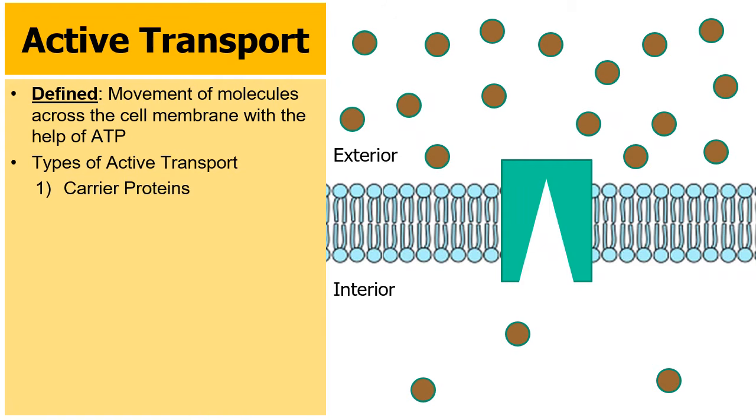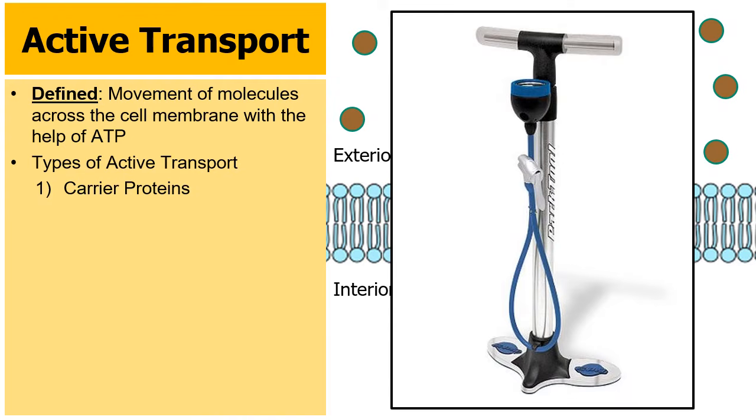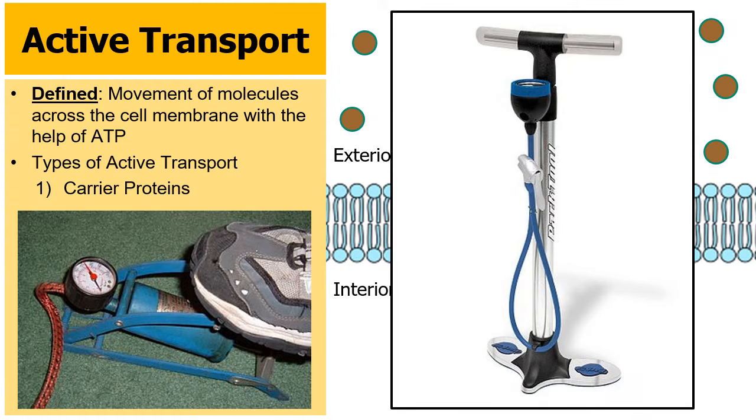The first is with the use of carrier proteins, and that's what you see in the picture, that big green thing in the middle of my picture. That's a carrier protein embedded in the cell membrane. And so carrier proteins are like pumps. You might have a bicycle tire pump like this or one like this, but whichever pump you have, pumps require energy. You can't pump up a tire without using some energy. You can't pump up a flat soccer ball without using some energy. Pumps require the input of energy.